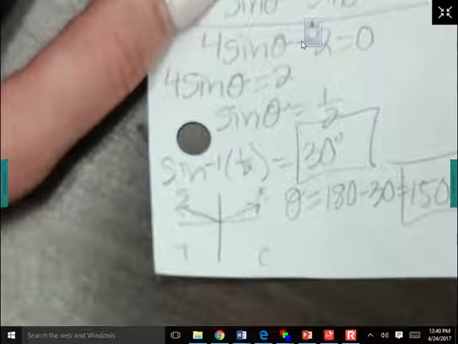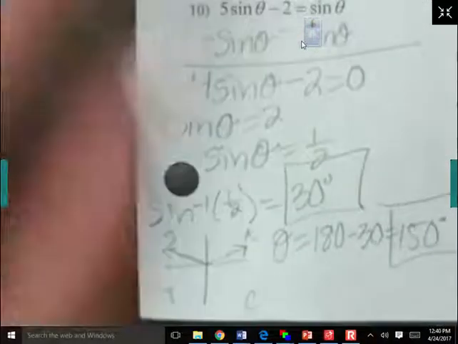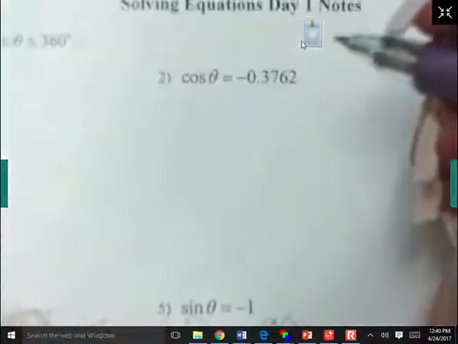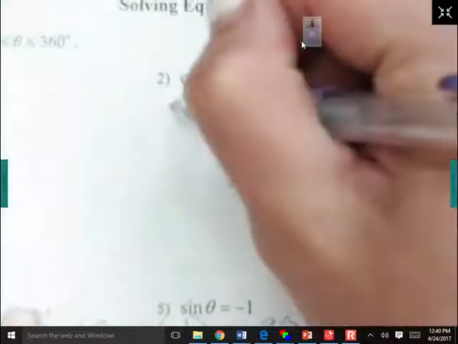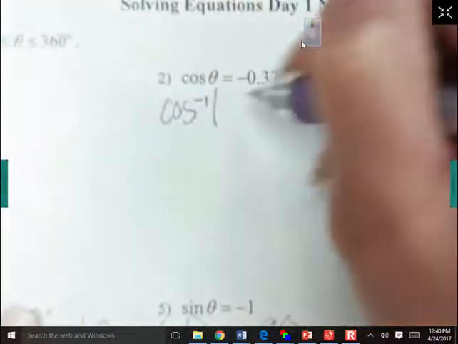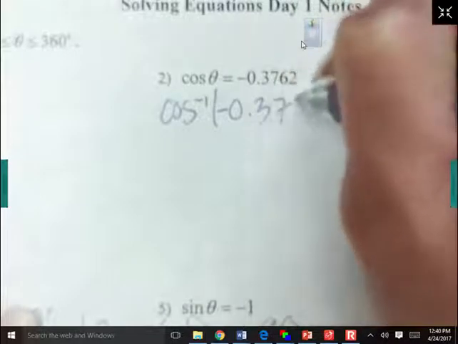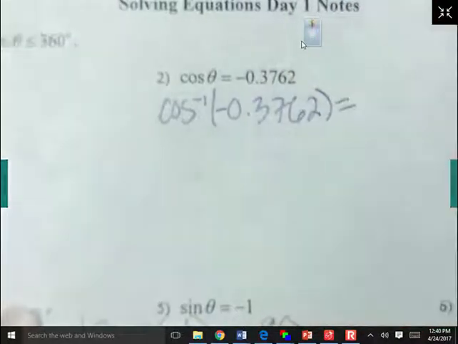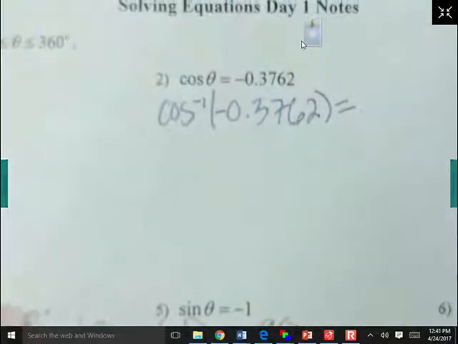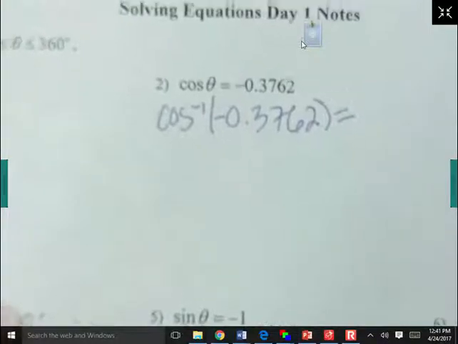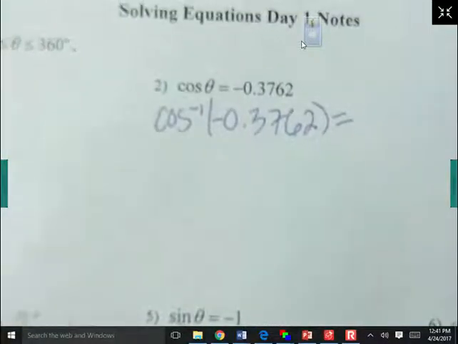No. How do you do the decimal? Well, they're actually just the same way we do the other ones. So, like on number 2, we would just say the cosine inverse of negative 0.3762. And what does that give you? Will you do that on your calculator, Alexia? Please.